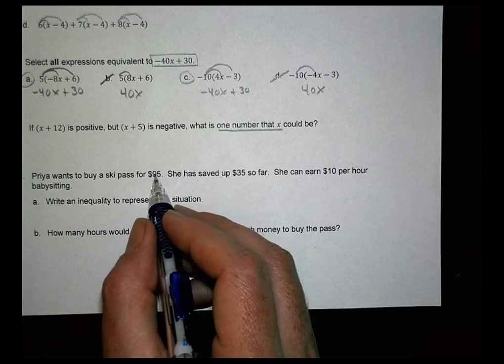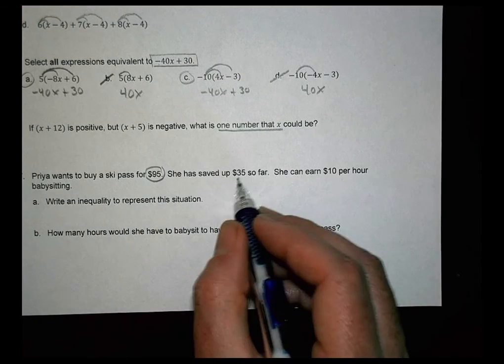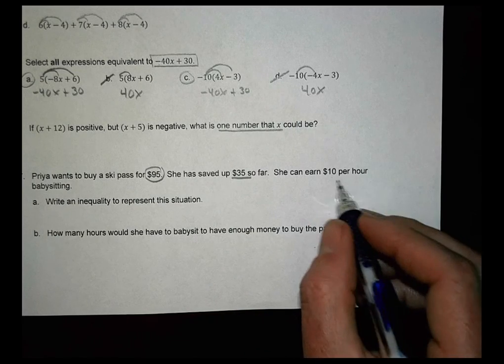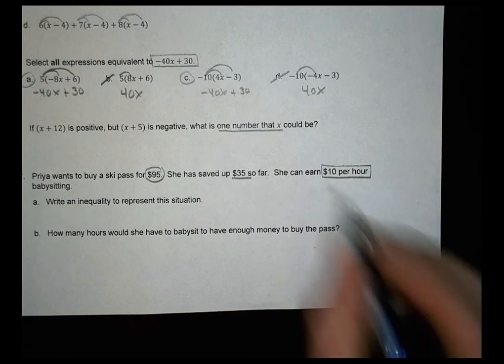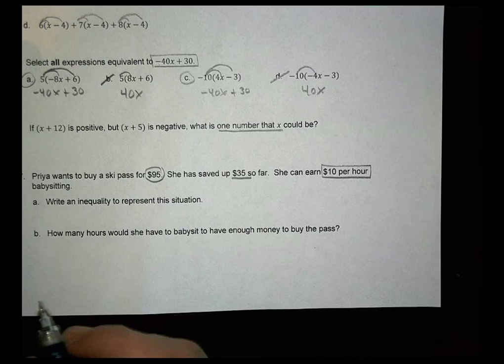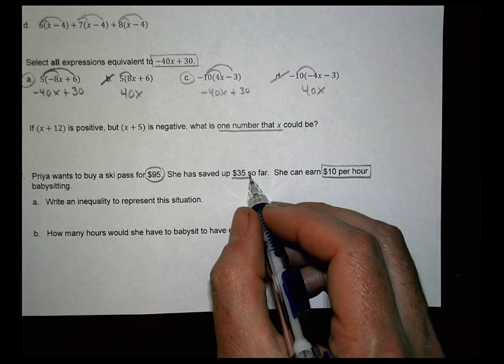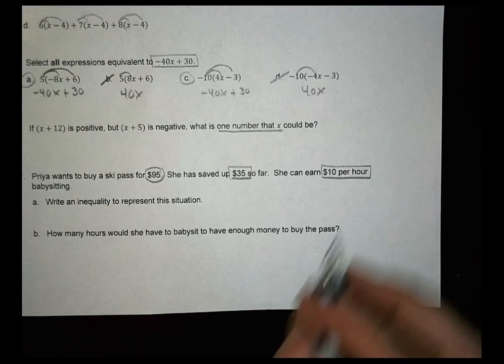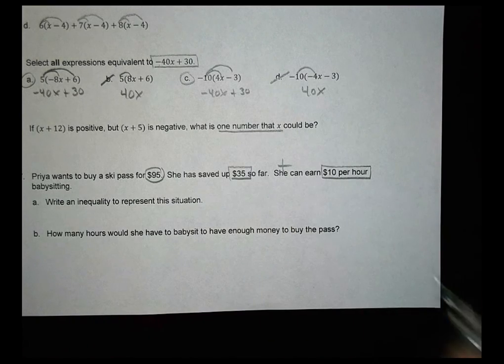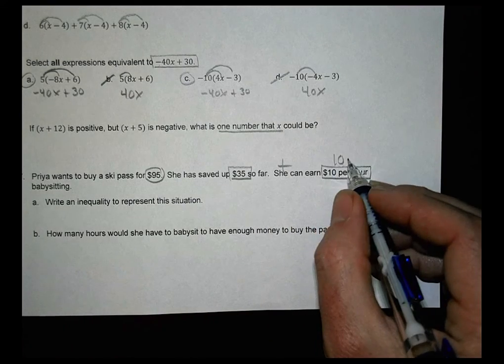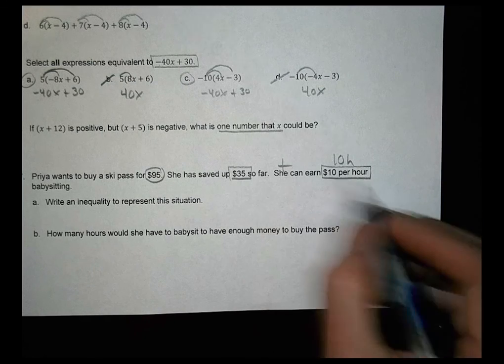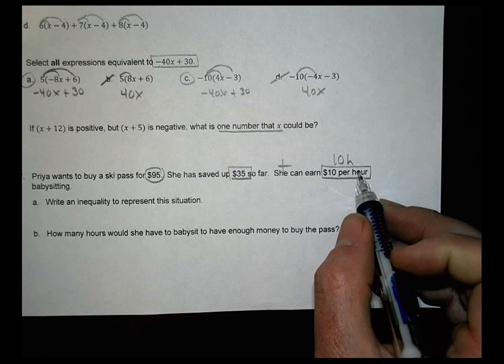Probably wants to buy a ski pass for $95. She has saved up $35 so far, and she can earn $10 an hour. So we want to do an inequality here. Okay, so we know that we have how much? 35. That's our first one. We have $35, and she's going to add to that $35 at this rate, which is what? $10 an hour.